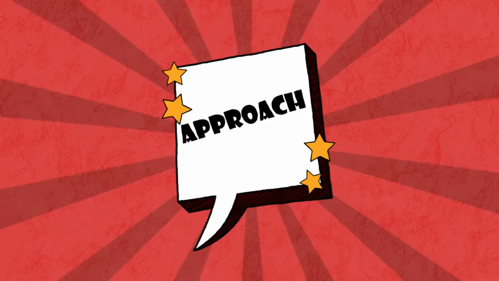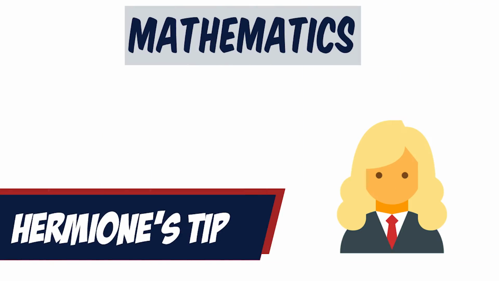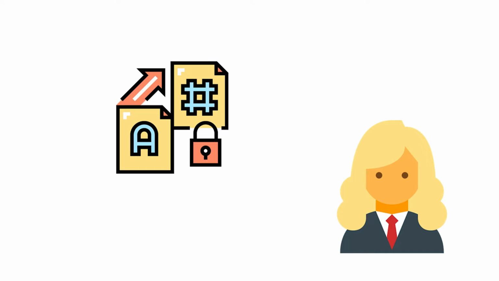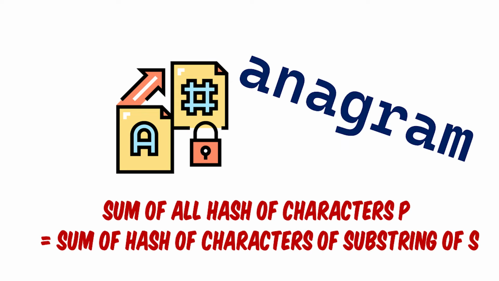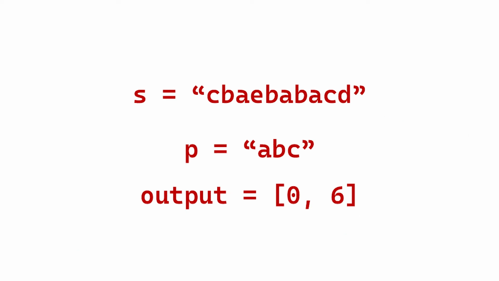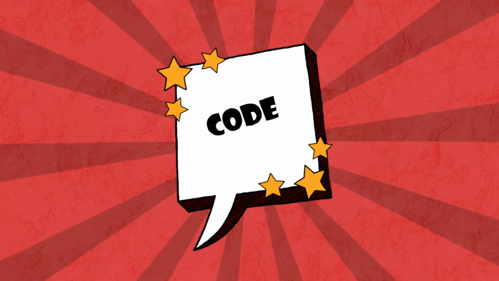Okay, so now coming to the approach, we use mathematics to solve this problem. We use hash, which is a random number computed with the help of a complex mathematical function. We calculate the hash of each letter and then use that to calculate the cumulative hash of the required string and then compare it to the cumulative hash of the substring. If they are the same, we add the start of the substring to our answer. Let's look at the code to understand this further.